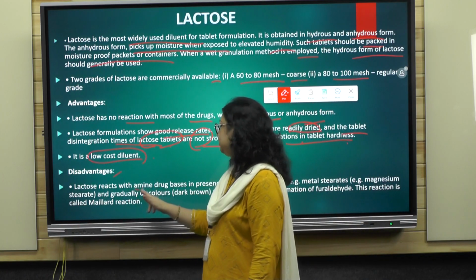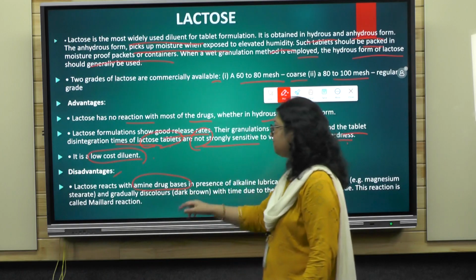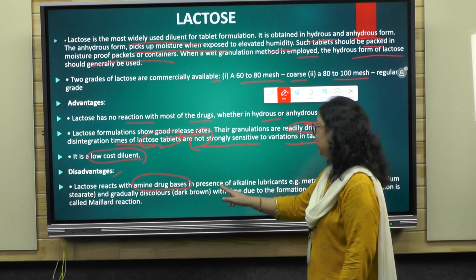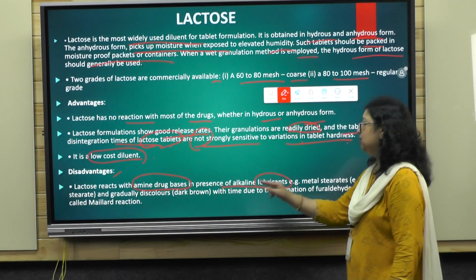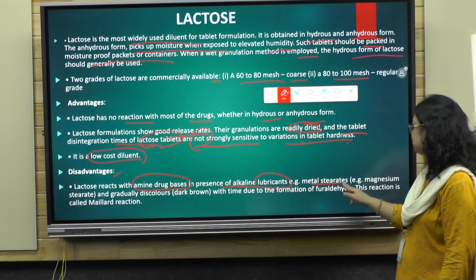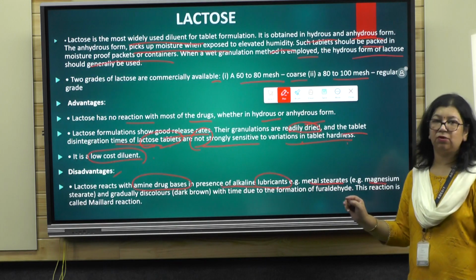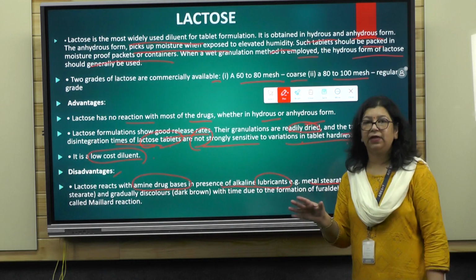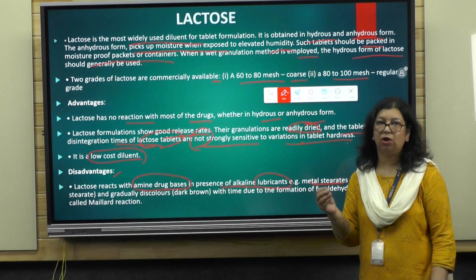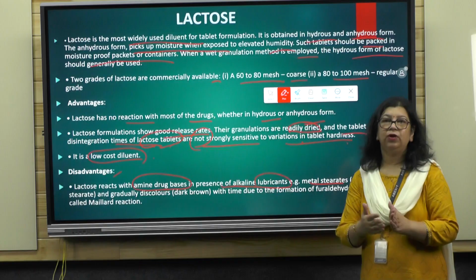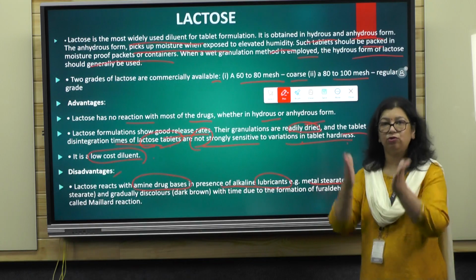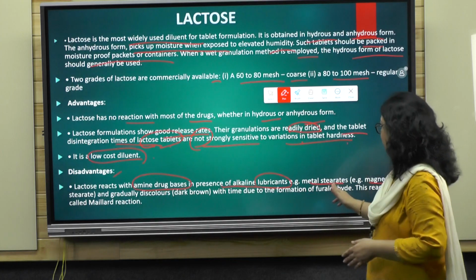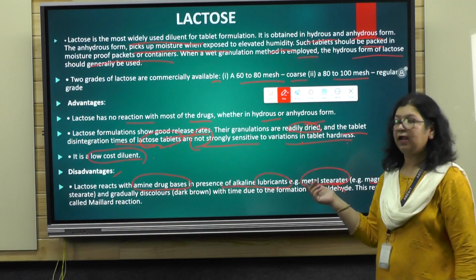Disadvantages: it reacts with amine drug bases if the drug has an amine group in its chemical formula, and in the presence of alkaline lubricants, because sometimes we have to use a metal stearate like magnesium stearate as a lubricant. What lubricants are we will discuss later, but here I must tell you that lubricants are powders used along with granules to facilitate their flow through the hopper when they go to the tablet punch. That's why they are used for the proper flow of the granules.